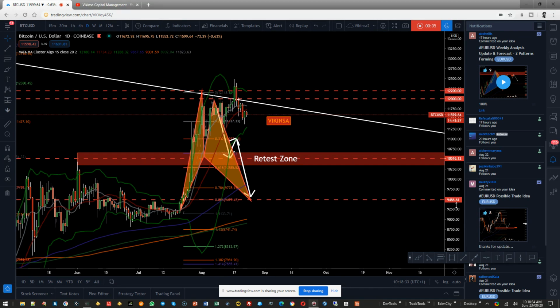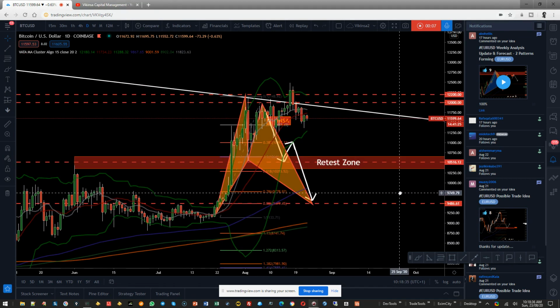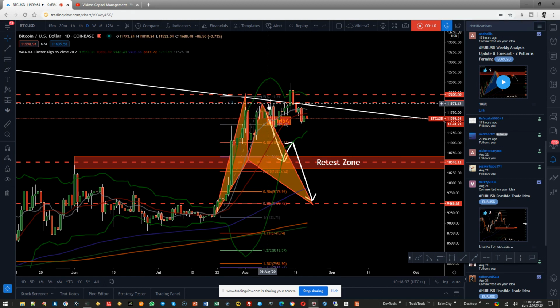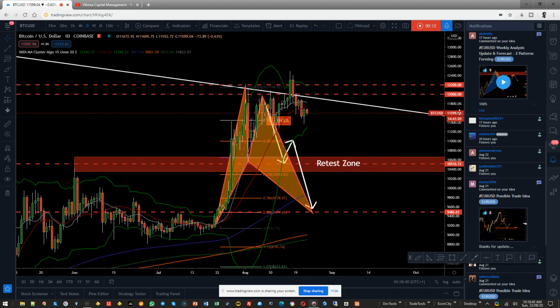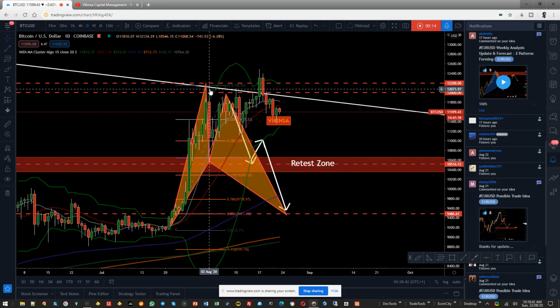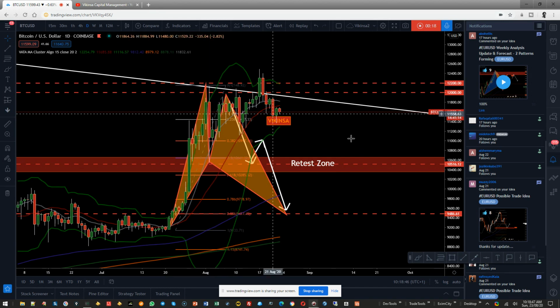On Bitcoin, for the last couple of weeks, we have not been covering it because Bitcoin did not show much movement. The only major thing that happened is the break of this particular structure. Hence, we are covering it now in this analysis.